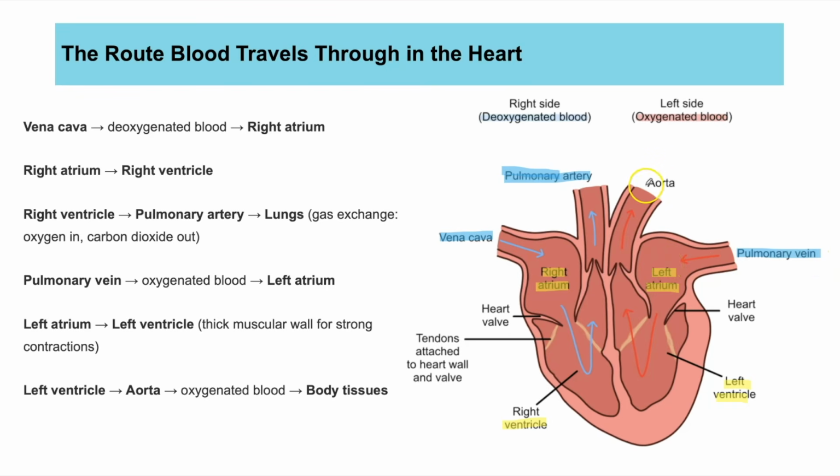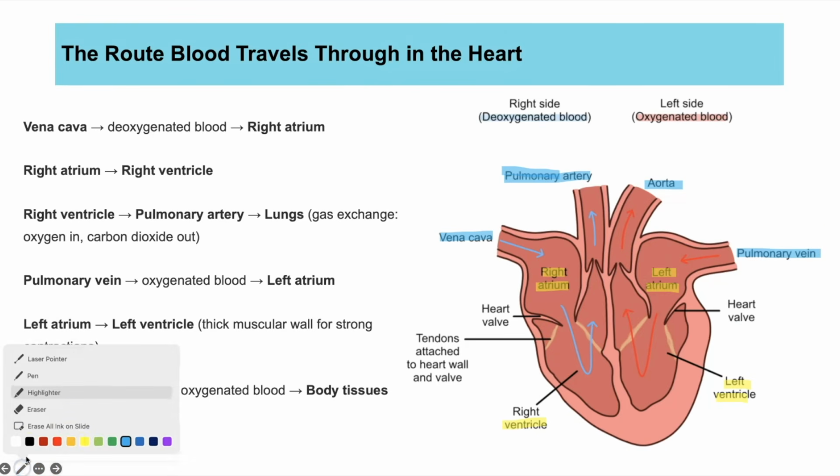And then lastly, we have the aorta. This is the blood vessel, it's an artery carrying blood away from the heart and to the rest of the body. So those are the 4 key blood vessels that you need to know, and the 4 chambers.